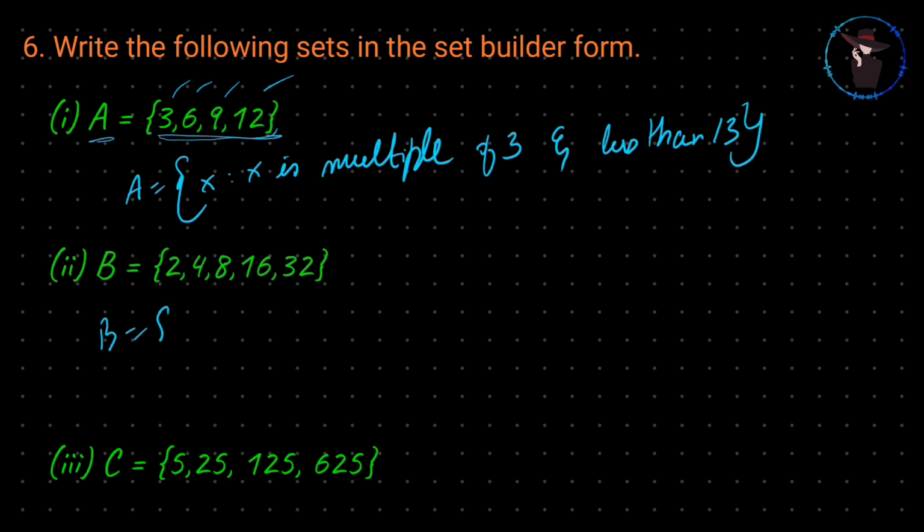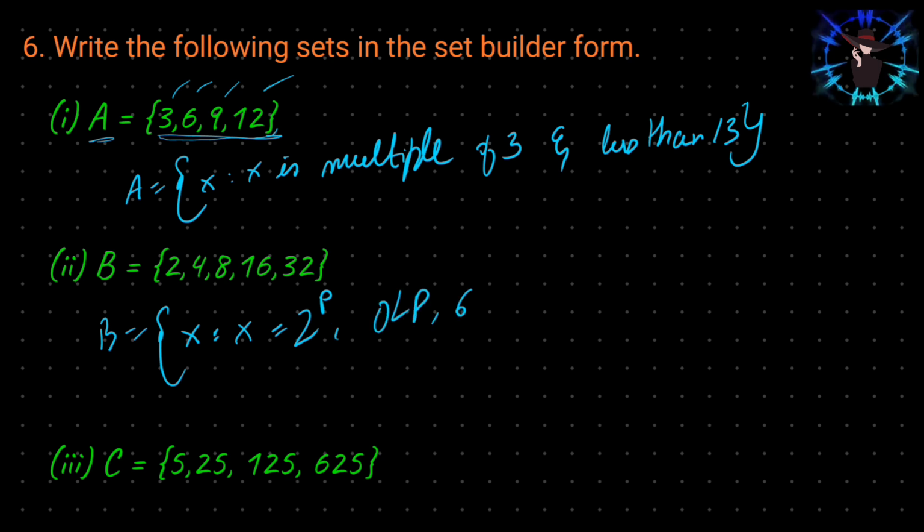Let's take the set. x are the elements such that x equals 2 power p, where the value of p lies between 0 and 6 and p belongs to natural numbers. So if we take the value of p as 0, 2 power 0 is 1, but we don't have 1 here, so we cannot take the value of 0, as it doesn't say equal to 0. It says only after the 0. It doesn't say equal, right? So we cannot take 0.